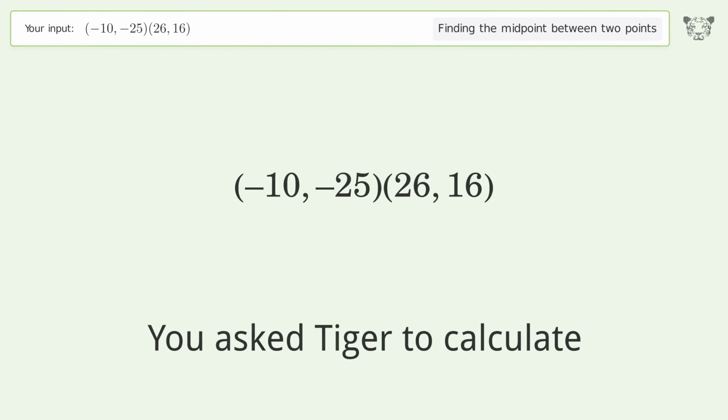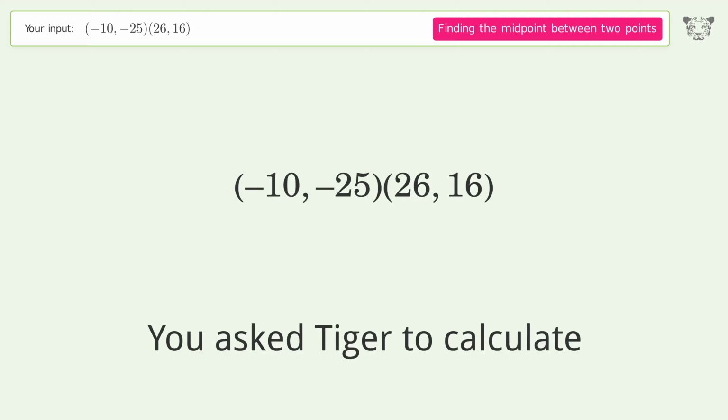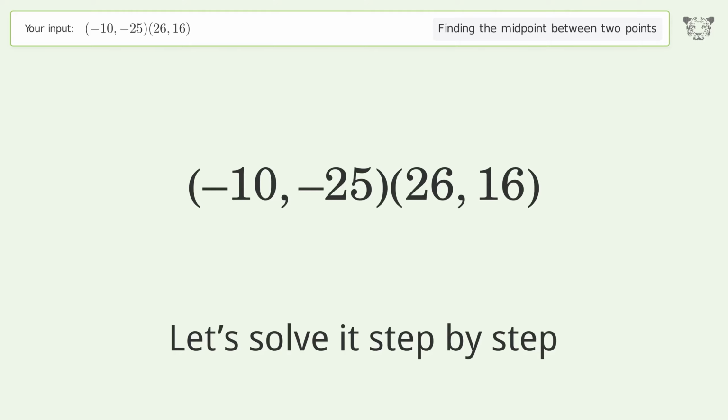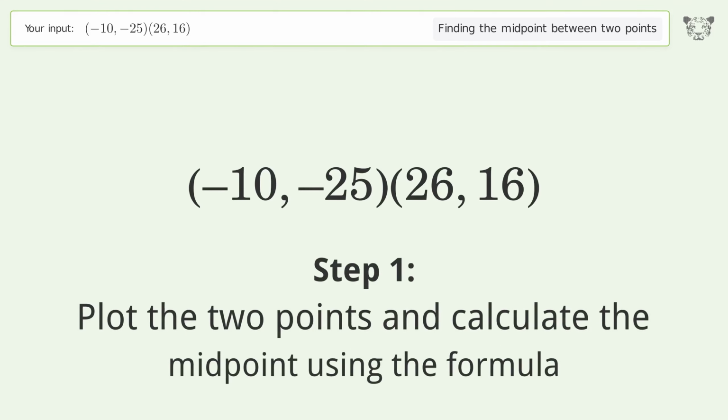You ask Tiger to calculate. This deals with finding the midpoint between 2 points. The midpoint between the 2 points is 8, -4.5. Let's solve it step by step. Plot the 2 points and calculate the midpoint using the formula.